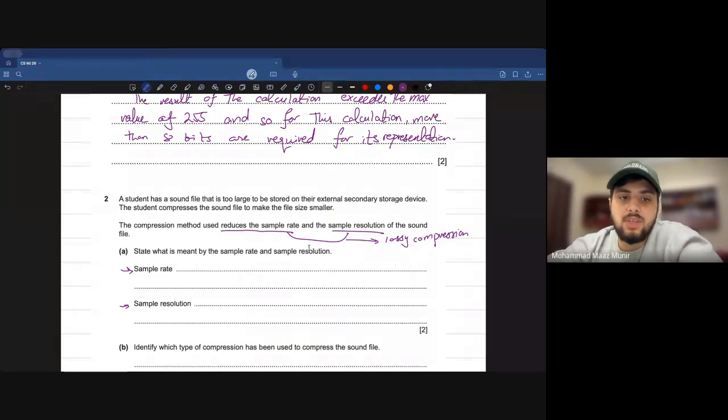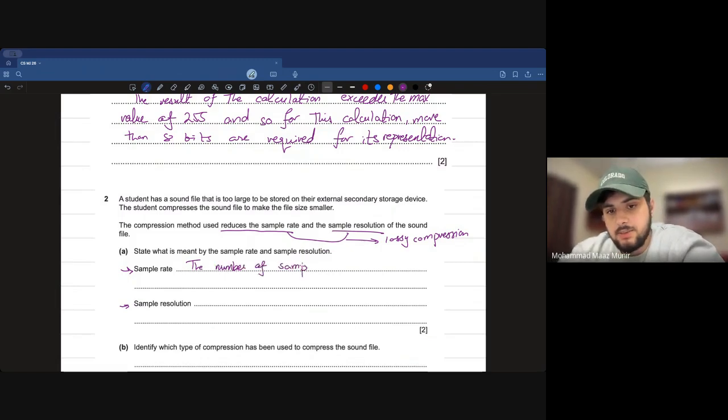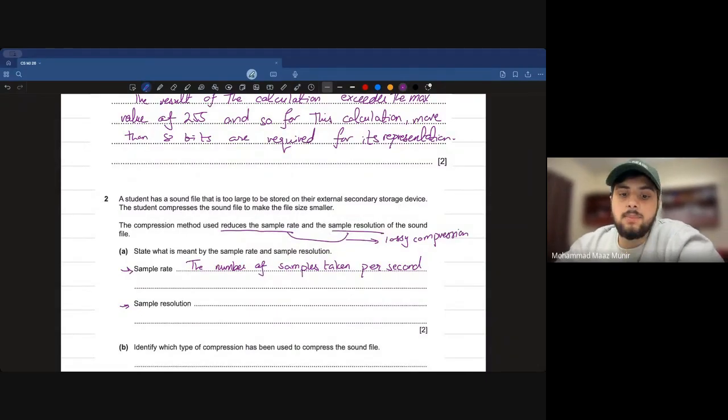So you need to give them the exact definition. Your sample rate is the number of samples taken per second. And then the second part says that you need to define sample resolution. So sample resolution refers to the number of bits per sample. Say it is the number of bits per sample. And we are good to go with this part too.